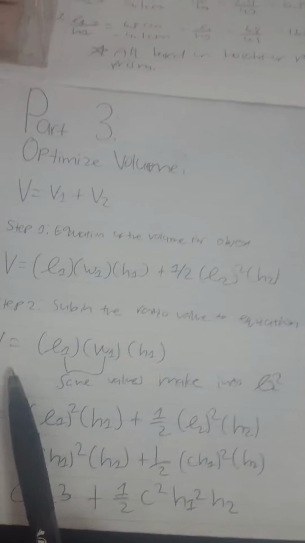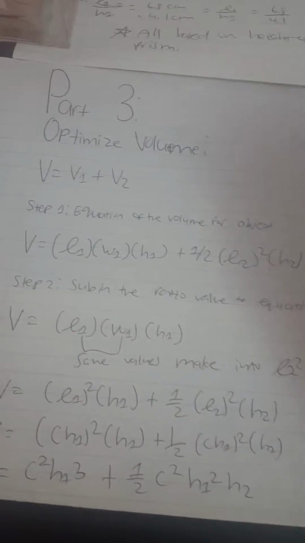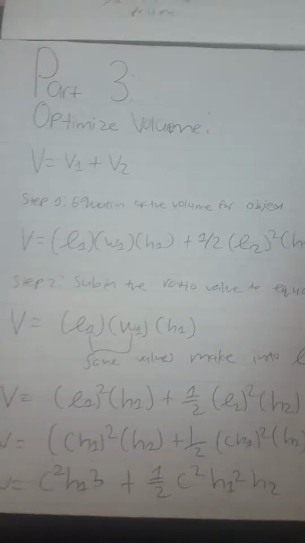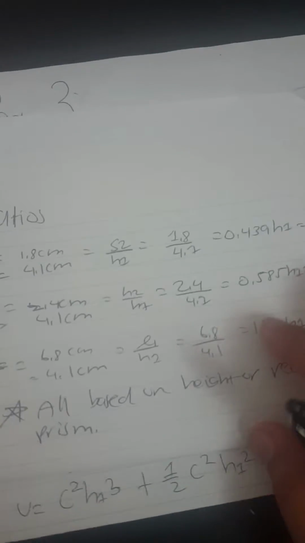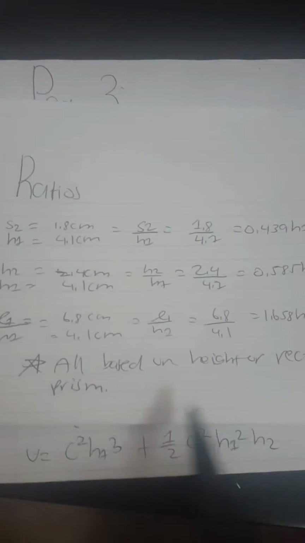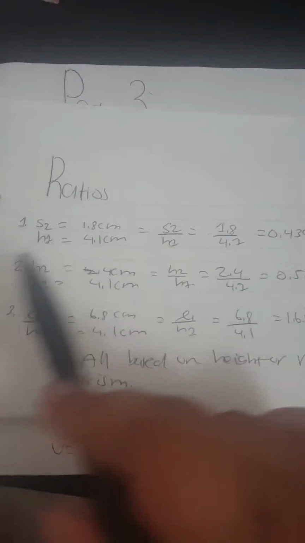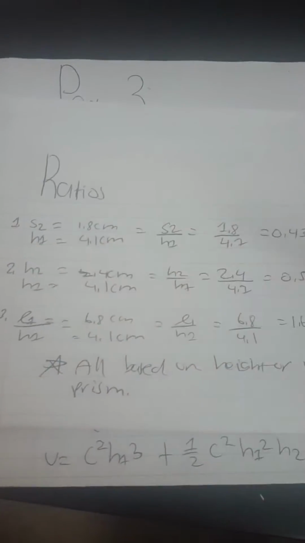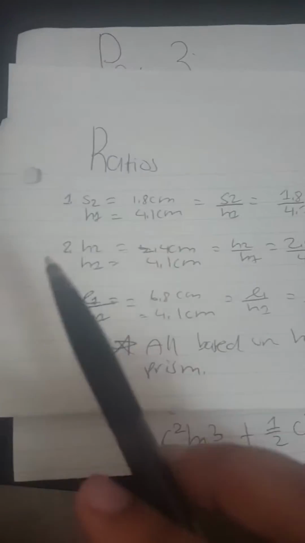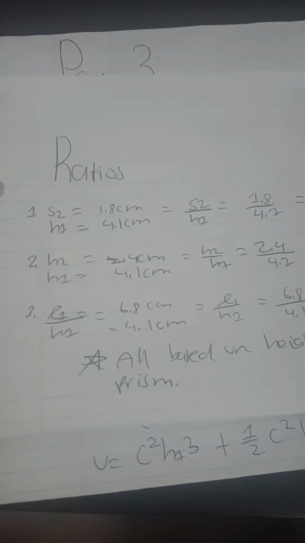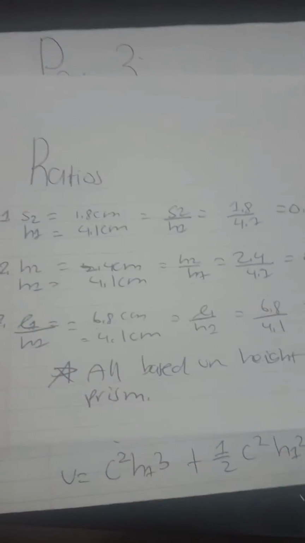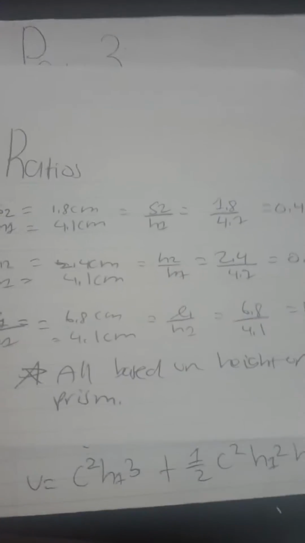Now, I'm going to break this up. So basically, you can see that your length and width are the same, which means that their optimized values would be the same. So over here we have ratios. All the ratios are based on the height of the prism. S2 was our side for the open top triangular prism, H2 is the height for the triangular prism, and L1 is the length of the rectangular prism.